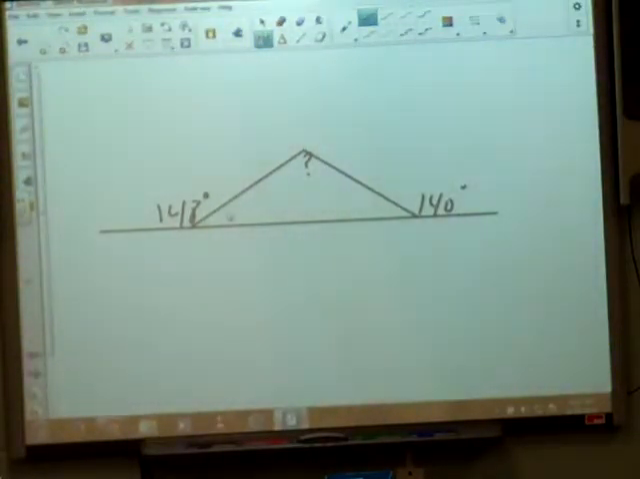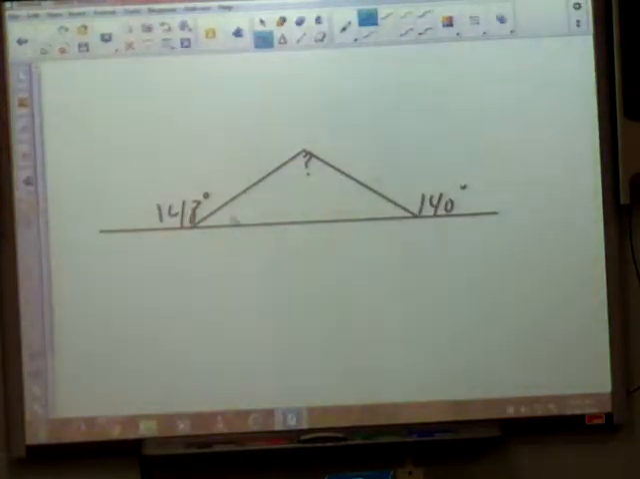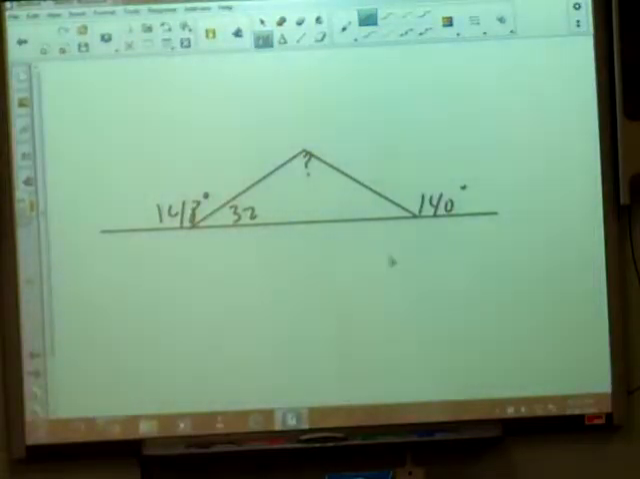Well, do I know this one, where my mouse is? But I can get it real easy. How can I get it real easy? Good, Bailey. That's a straight line. A straight line's got to add up to 180. So 180 minus 148, that one will be 32. Same thing here. 180 minus 140, that one would be 40.